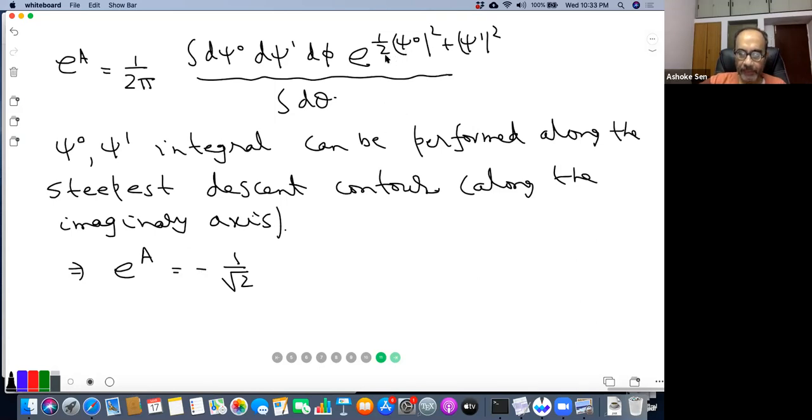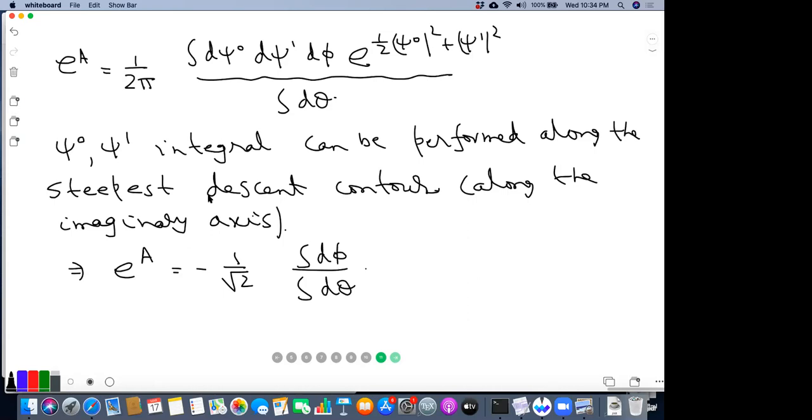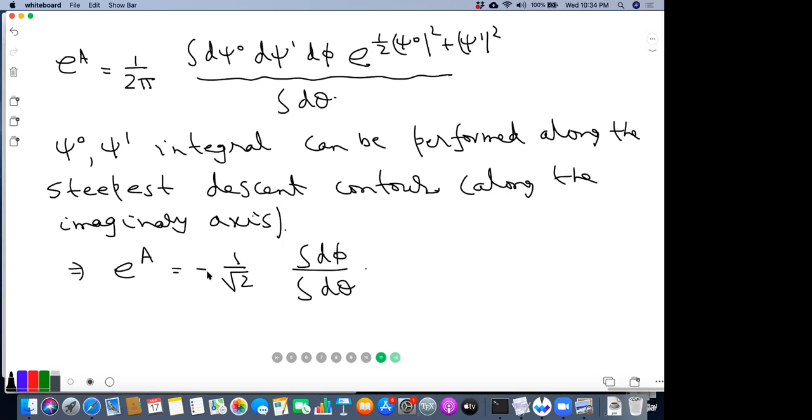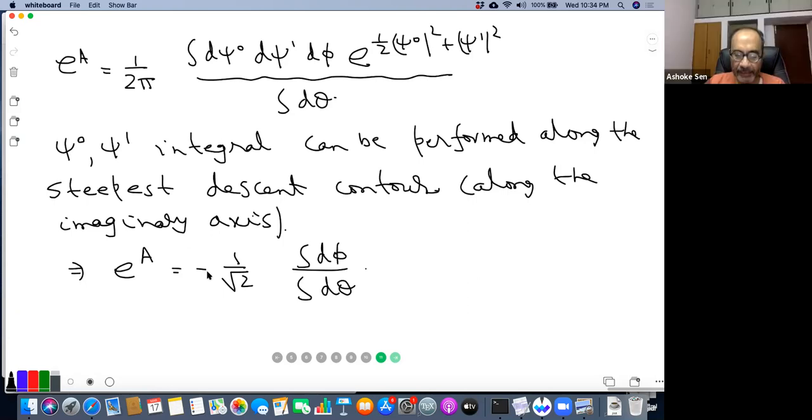Because you are rotating the contour along the imaginary axis, you will get a factor of I, and integral d phi over integral d theta. So the overall sign is unambiguous. You might imagine rotating in opposite orientations, the I and minus. So the overall sign, in fact, is fixed by unitarity. That depends on the choice of contour. We'll see later that it is actually fixed by unitarity. So right now, let's not worry about the overall sign. We keep it ambiguous at this stage.